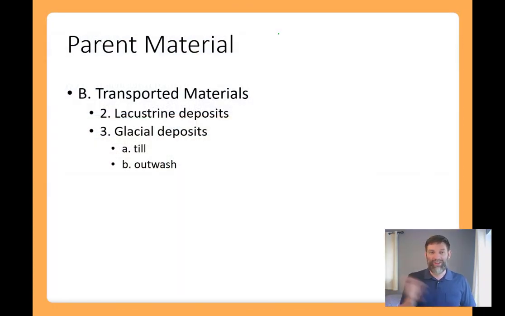Other modes of transport, lacustrine deposits. We're not going to get into the details today, but you can also have deposits in a lake. It's not running water. It's almost still water, so you would expect very slow deposition, very fine material in a lake bottom. Glacial deposits, we will look at just a little more. They're not hugely important in the Central Coast, but nationally and globally, they have produced some pretty important soils.